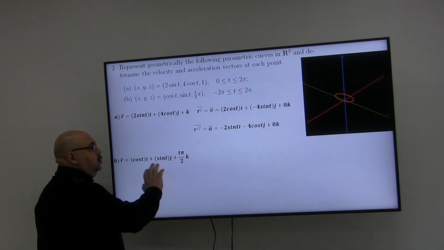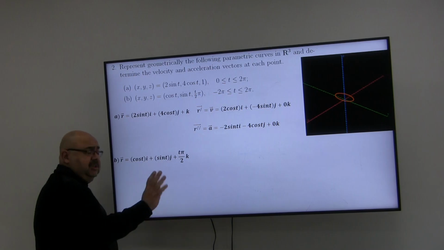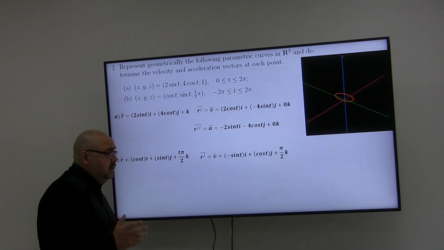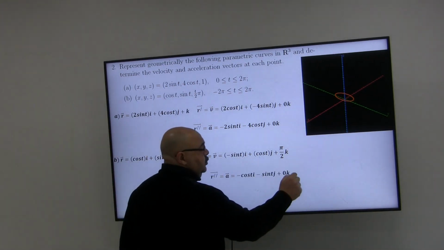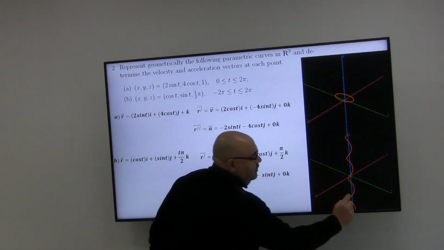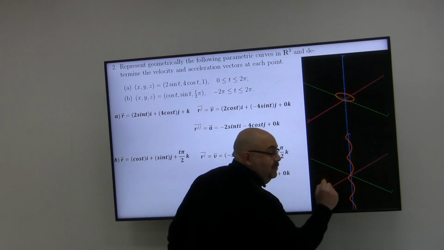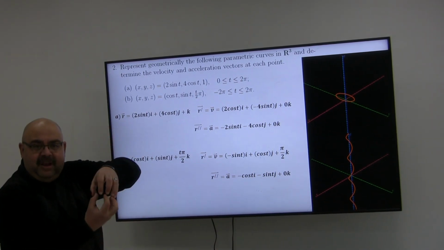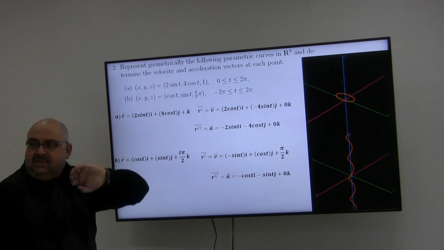Of course, if I want to get r dash and r double dash, it's going to be exactly the same. Differentiating the components is an easy task. This is for r dash and that's for r double dash, but that's the shape. Remark the spiral shape. It's a spiral because it's a circle, but I've raised the points of this circle.